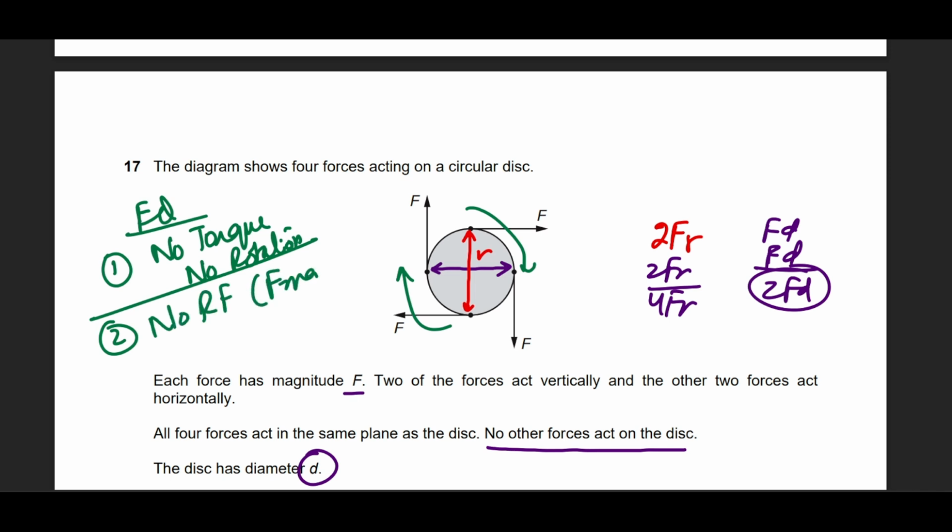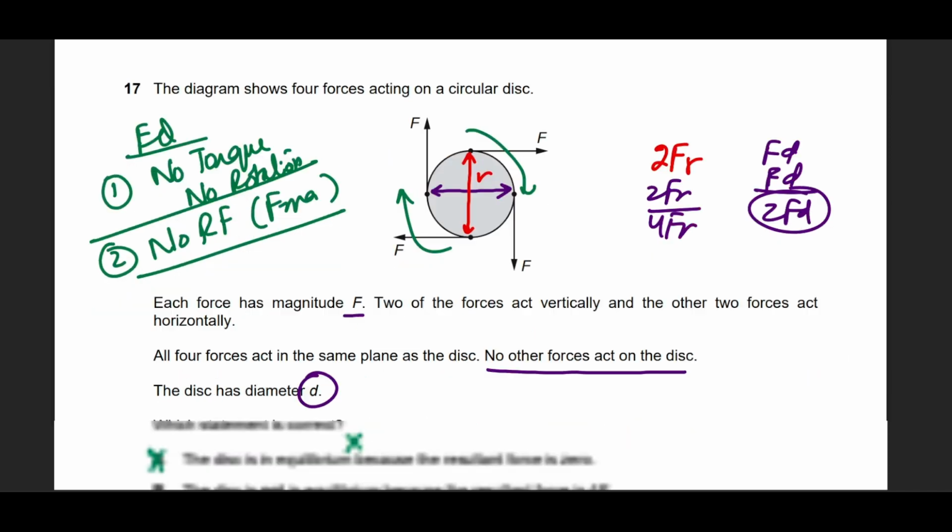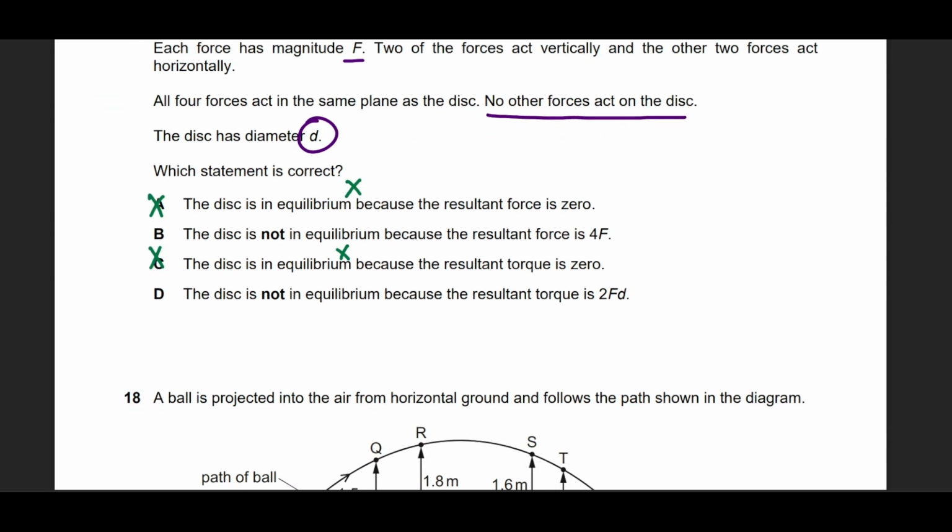The second condition is there needs to be no resultant force. In terms of F equals ma, there should be no force. It could be moving at a constant speed. It shouldn't be accelerating, right? So this is not in equilibrium because the resultant force is 4. No, not the resultant force, the resultant torque. So torque would be a better answer, right? So this is 2FD. So D is the correct answer.